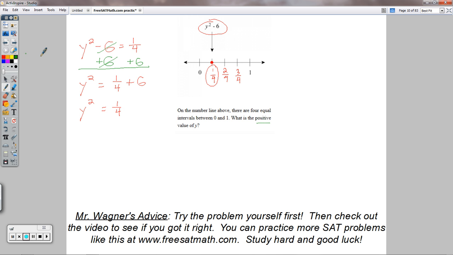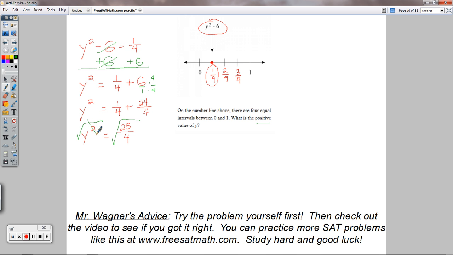I can think of this as 6 over 1, and I can multiply both the top and the bottom by 4. So I have times 4 over 4, and that would be the same thing then as 24 over 4. Now that I have a common denominator, I can put those two things together, and I'm going to have 4 on the bottom and 1 plus 24 on the top, 25. From there, take the square root of both sides.